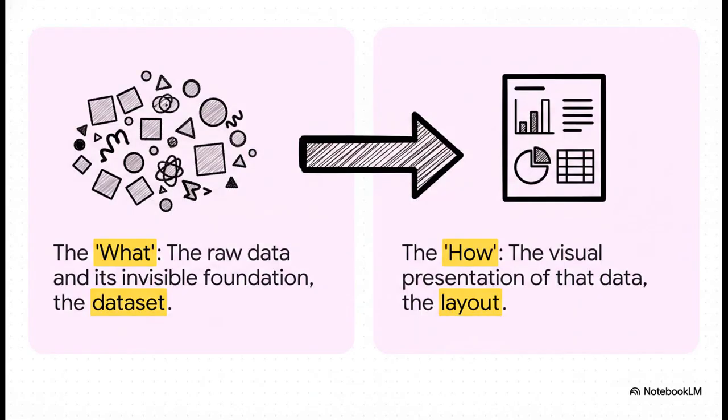Okay, so here's a really key idea you've got to get. Every single report is really 2 things at once. First, you've got the dataset. That's the what. It's the invisible foundation, all the raw data Victor needs to pull together. Then you have the layout. That's the how. It's the visual design, what the manager is actually going to see and use. Victor has to nail both of these to succeed.